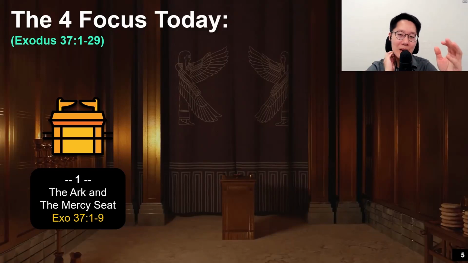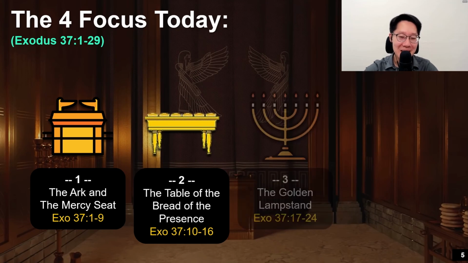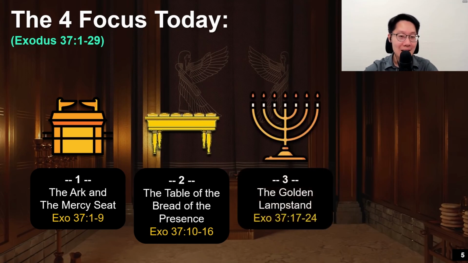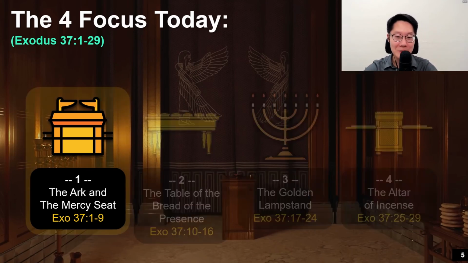So this morning, we'll be looking at four specific items being constructed. Number one, the ark and the mercy seat. Number two, the table of the bread of the presence. Yes, that's the name. Number three, the golden lampstand. And number four, the altar of incense. So we've already studied these objects over the past few weeks, but we will continue to dig deeper just to see the spiritual significance of these items. And let's begin with the first item, the ark and the mercy seat.